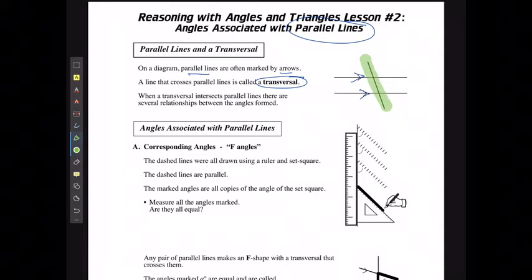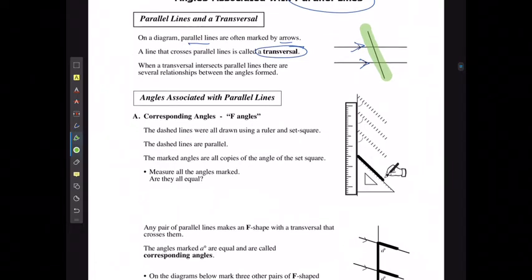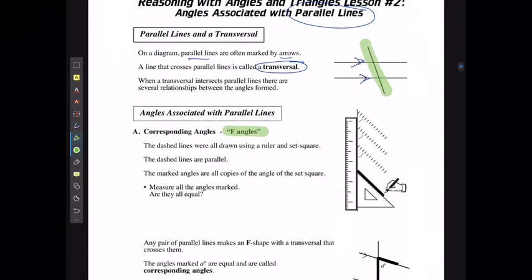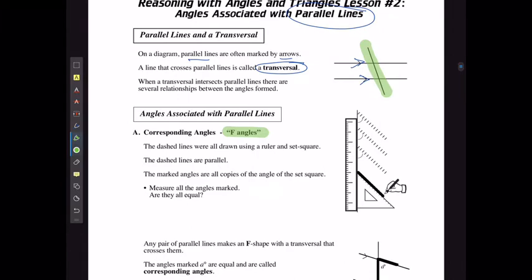When a transversal intersects parallel lines, there are several relationships between the angles that are formed. So, first we can take a look at these corresponding angles, which we frequently refer to as F angles, because it's going to make a funny shaped F. So if I was to take a look at our example here, for the first part, I could say that here's my F angle. And you can see that it sort of looks like an F.